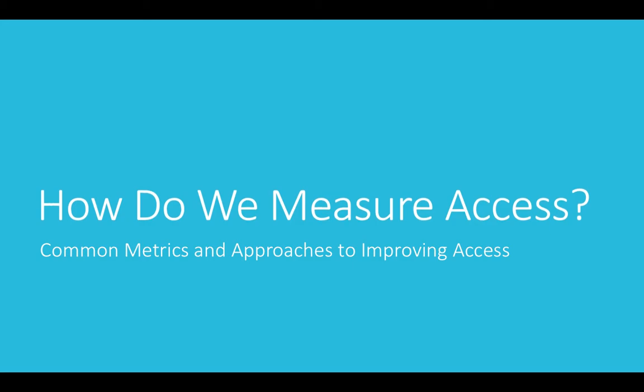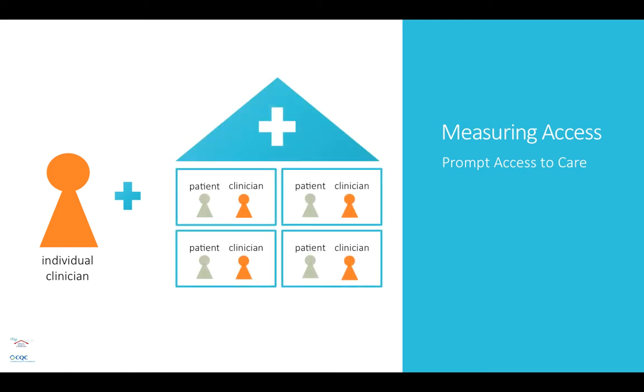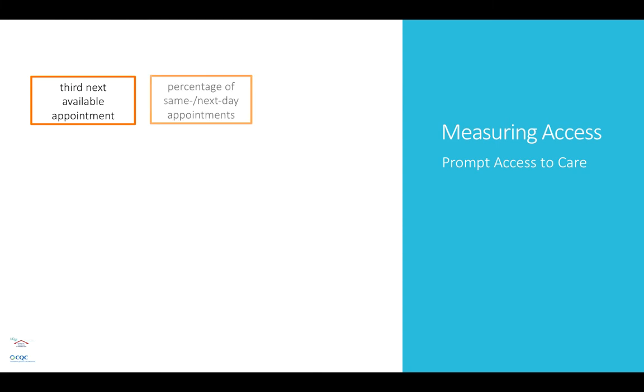Access should be measured at both the level of the clinician and, when there are multiple clinicians working together, at the level of the practice. There are several common ways to measure how good access to care is for patients. Access is measured through metrics such as the third next available appointment, percentage of same-day appointments, or percentage open capacity.